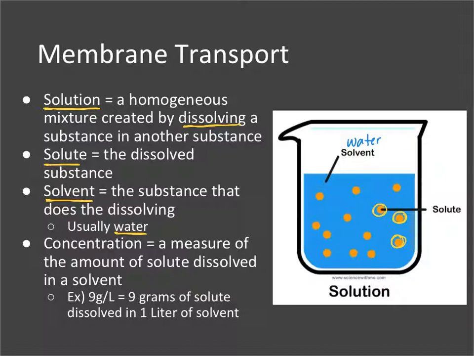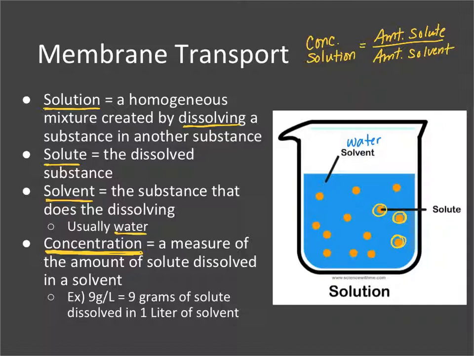Now, when we talk about solutions, we have to talk about the concentration of the solution. And the concentration is just a measurement of how much of that solute is dissolved in the solvent. So we can kind of write this in this way. So the concentration of the solution is equal to the amount of the solute divided by the amount of the solvent.